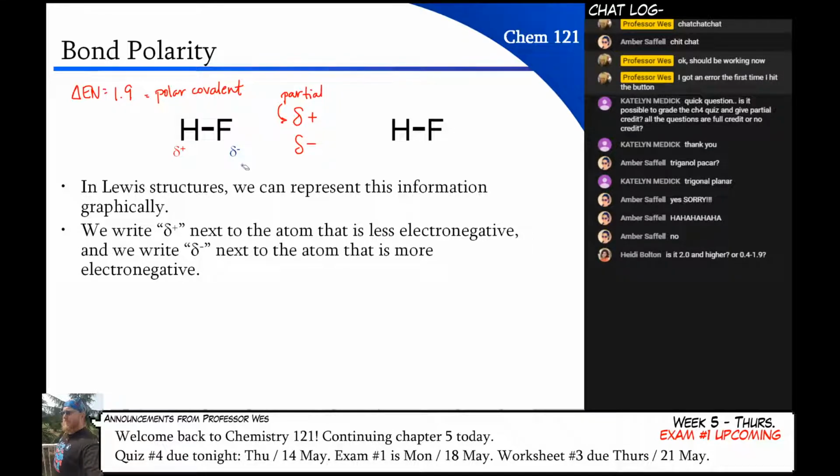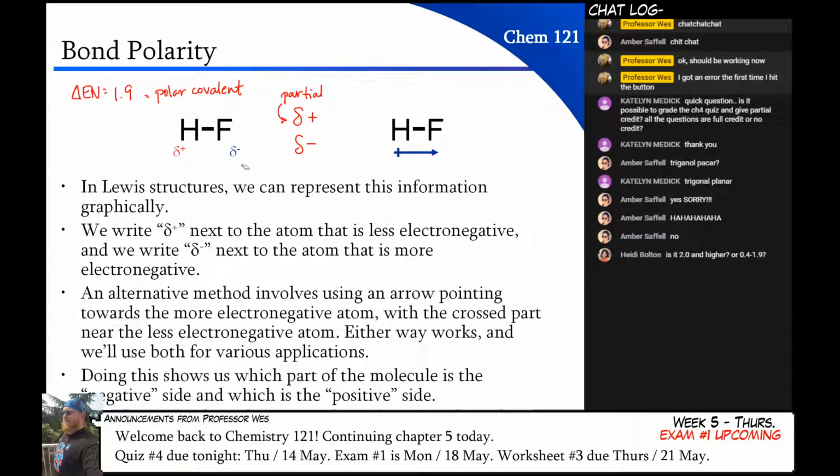The other way to represent this is to use an arrow that looks like this. And the way that we draw the arrows is that we point at the negative side, and then we put a little plus bar on the side that's positive. Now, both of these work. For today, we're going to be using this method where we use these arrows, because the arrows help us show where the electron density is being shifted to. And when we do that with a bunch of bonds in a molecule, we're going to want to consider all the possibilities of where all the electrons get moved to.